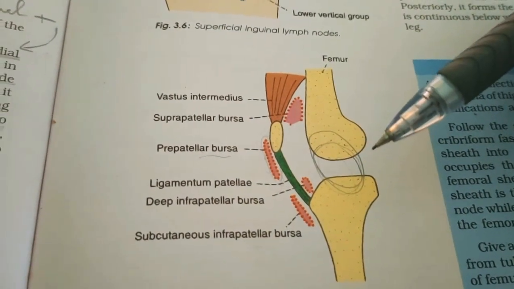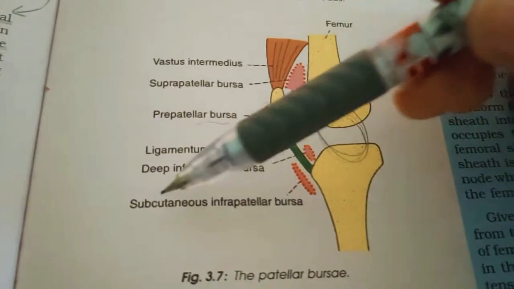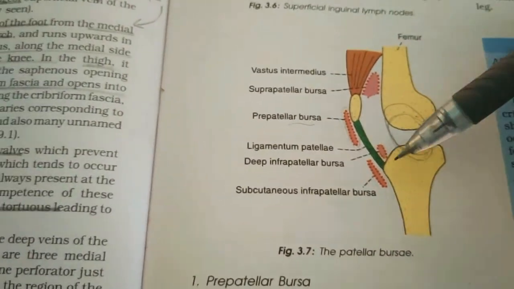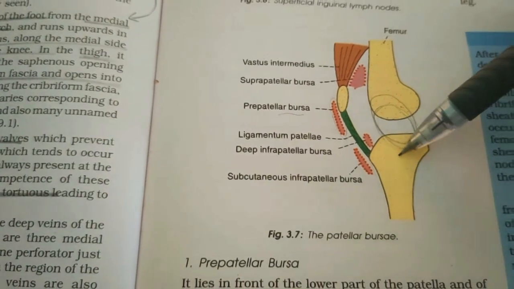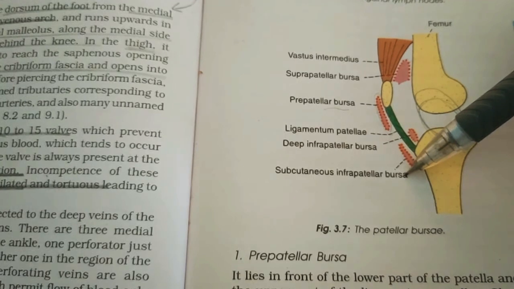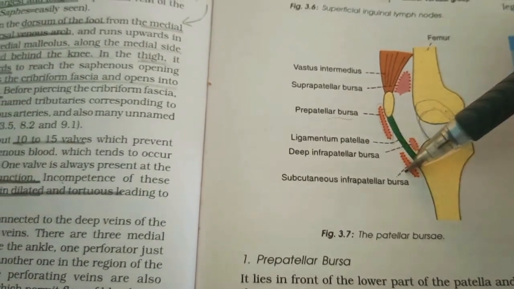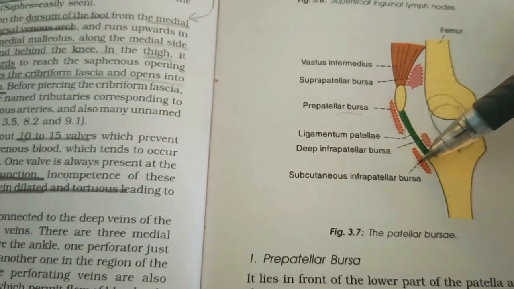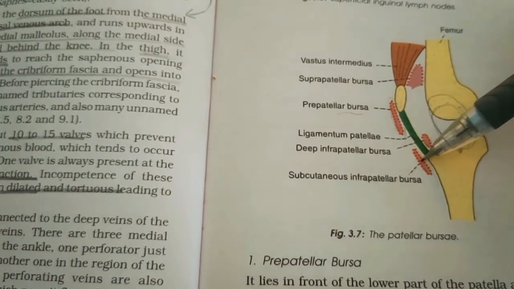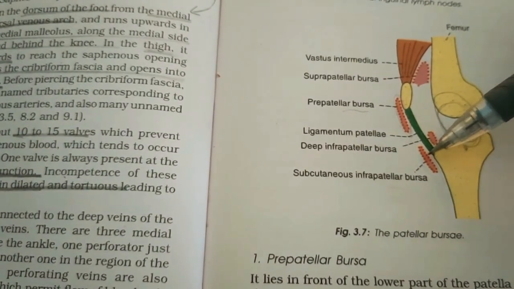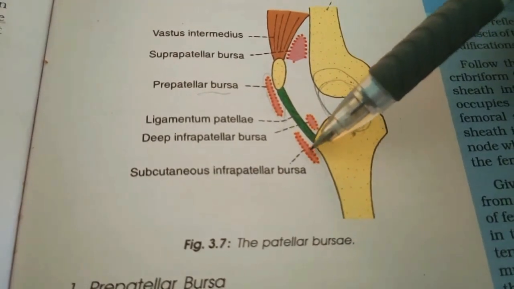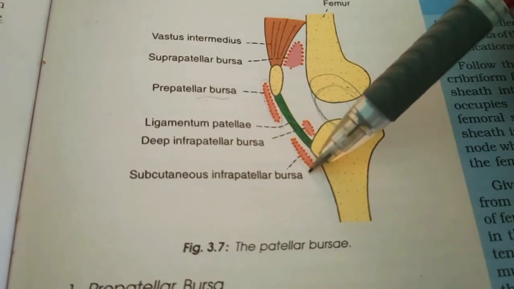Next, coming to the subcutaneous infrapatellar bursa. This is the subcutaneous infrapatellar bursa. It lies in front of the lower part of the tibial tuberosity. Here is the tibial tuberosity. So it is at the lower part of the tibial tuberosity and the lower part of the ligamentum patellae. It is sometimes enlarged in clergymen and the condition is known as clergyman's knee. A clergyman is a Christian priest who often kneels down during prayer. So whenever you are kneeling down for prayer, this bursa may get affected.